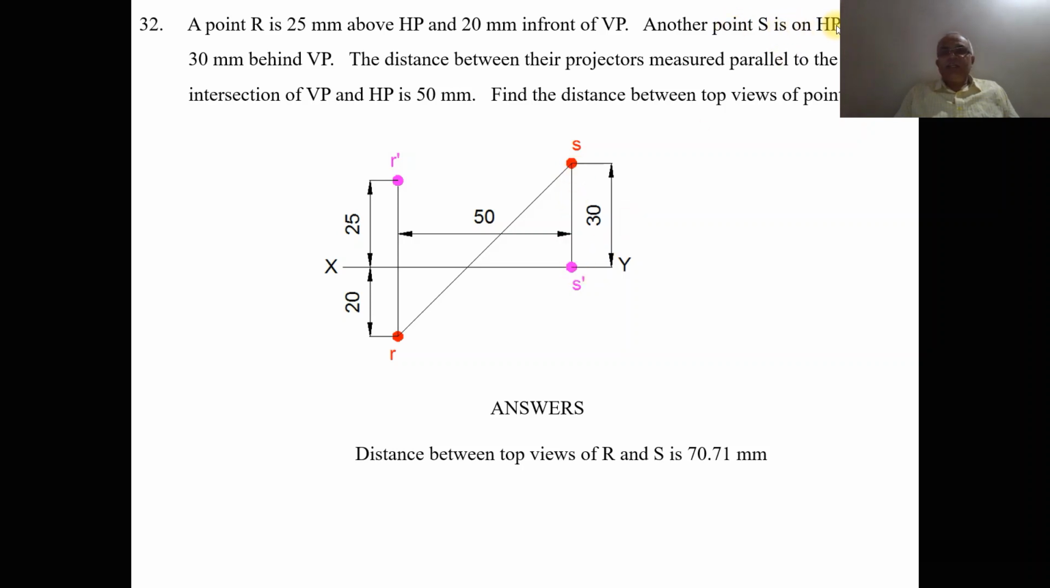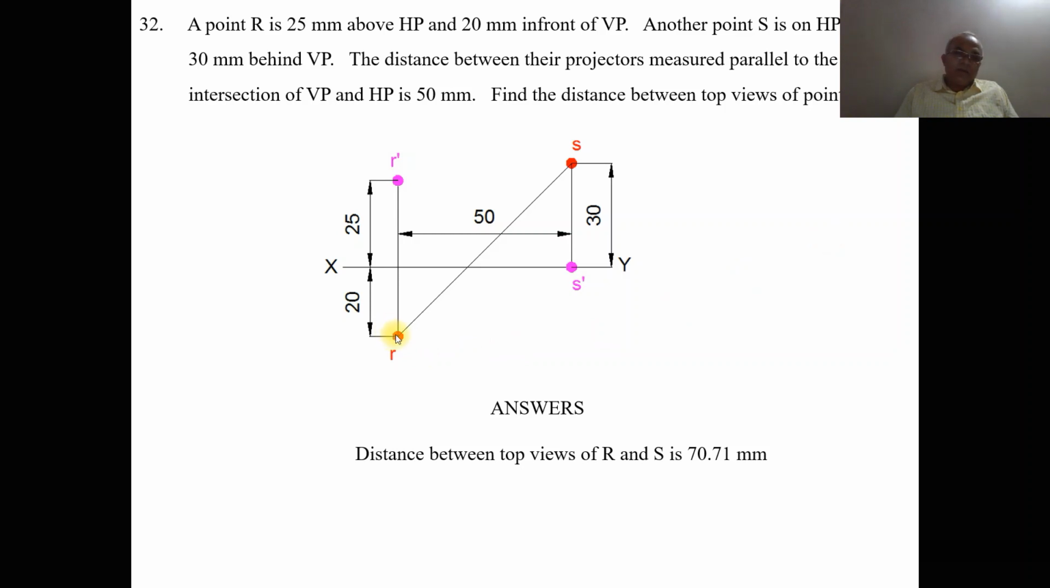Since point S is on HP, the image will fall on VP. Since the image is on VP, that point is the front view, so that will be small s dash. And 30 mm behind VP will always come above the XY line. So from the XY line, you measure 30 mm above and mark that point as small s. And we have to find the distance between the top views of point capital R and capital S.